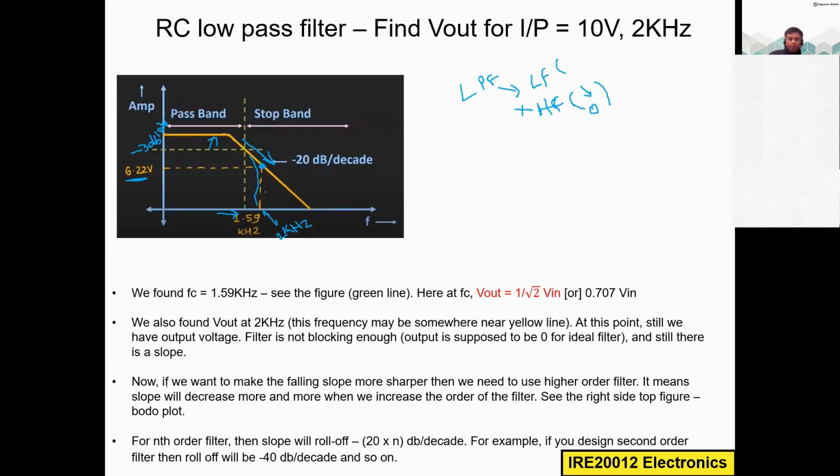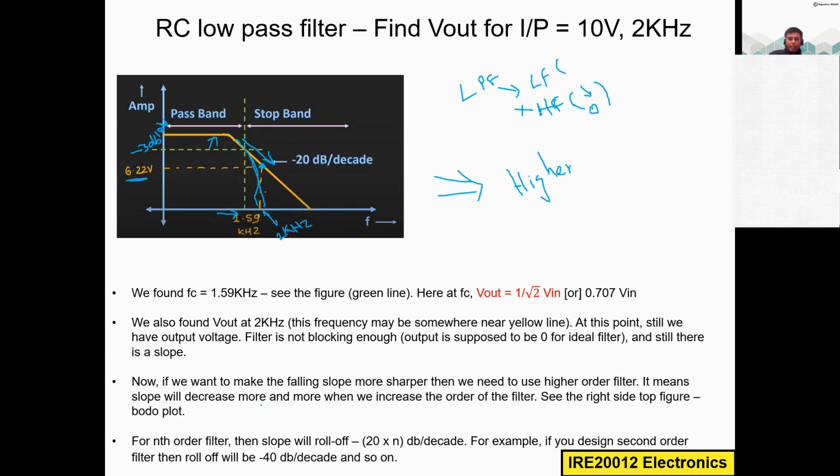So if we want to make the falling of this slope sharper, then we need to use a higher order filter. From this example problem, you can understand why we need to move to the higher order filter. This is the first order filter. Now we must move to the higher order filter in order to make the curve go down sharper like this and make the voltage zero as soon as possible for the high frequencies.